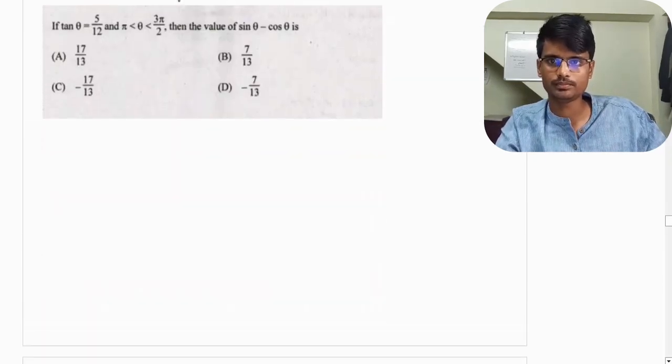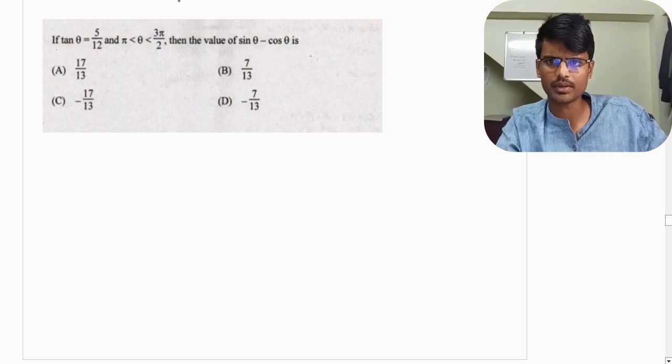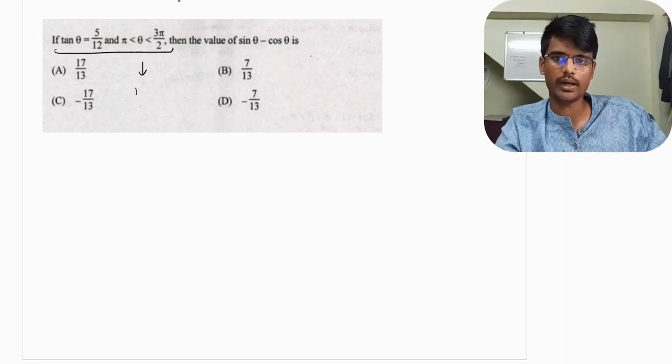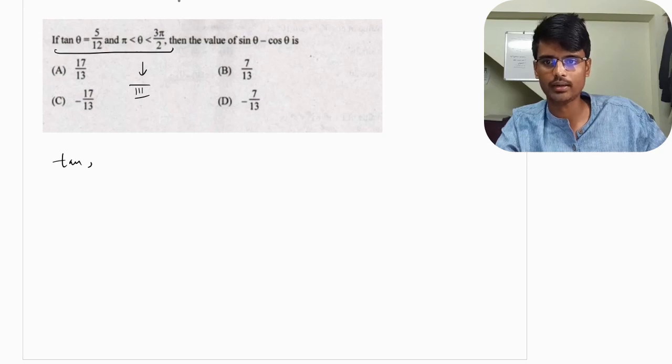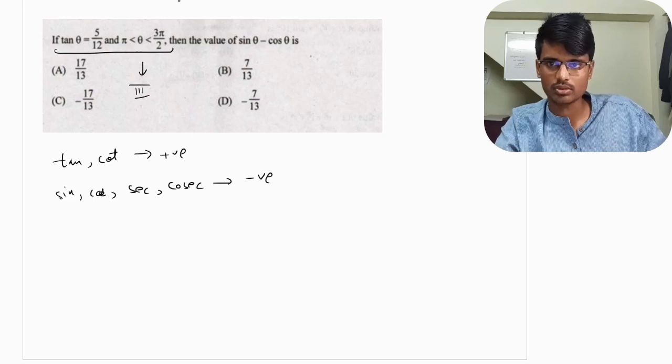Moving on. So this is an easy question again. They are telling us theta is in the third quadrant. In the third quadrant, we know only tan and cot are positive. The rest are all negative: sine, cos, sec, and cosec. So tan they have already given us, and you have to find out the other trigonometric functions.